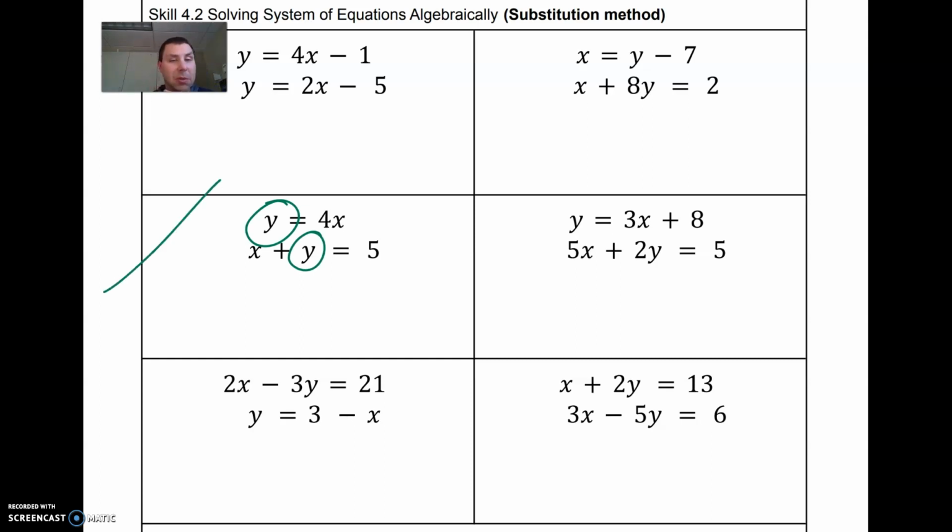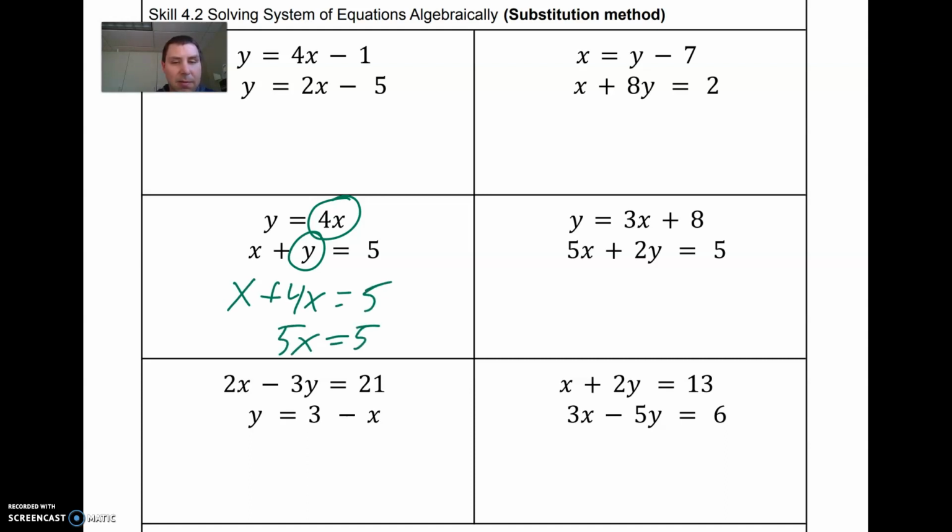That's what we're trying to find. We're trying to figure out where they intersect. So that means I could replace that y with 4x. So now this is x plus 4x equal to 5. That gives me 5x is equal to 5. Divide by 5, x is equal to 1.